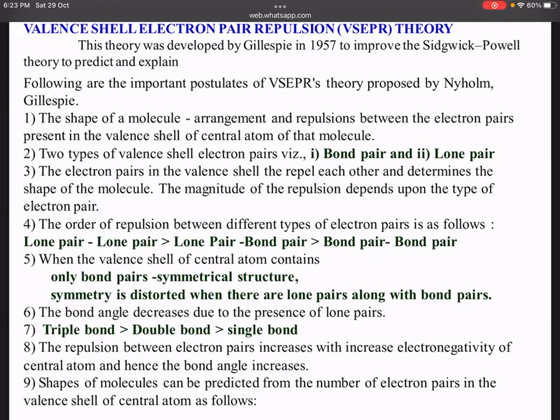So when we have two electron pairs, one will be a bond pair and another one will be a lone pair. Lone pair repulsion, the magnitude of repulsion, is very important: lone pair-bond pair, bond pair-bond pair. If you have only bond pairs, whether 2, 3, or 4 electron pairs, that's a symmetrical structure. If you have a lone pair of electrons, that symmetry will be destroyed.